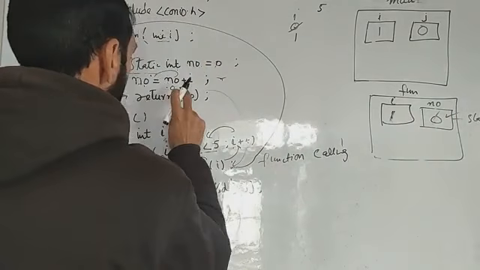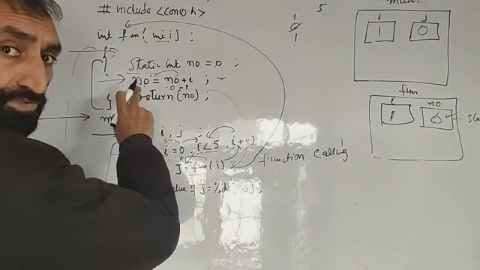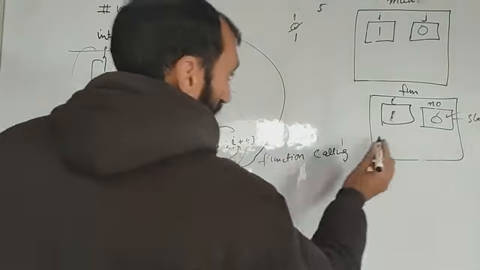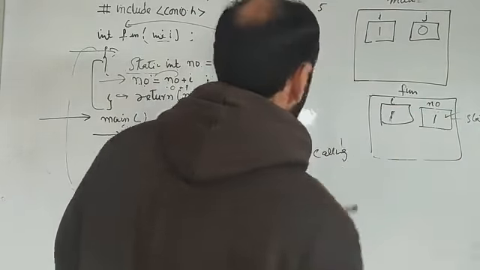I is 1. 0 plus 1 equal to 1. That will get stored again. That will get assigned to number. 1 plus 0 equal to 1. We now have the value as 1.